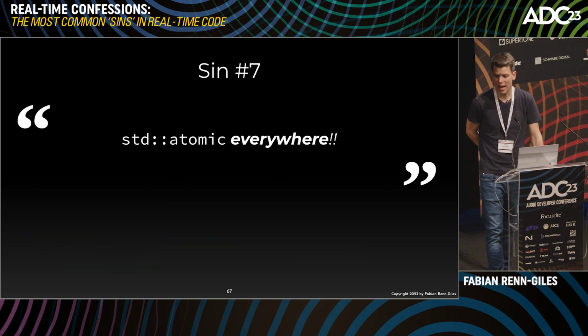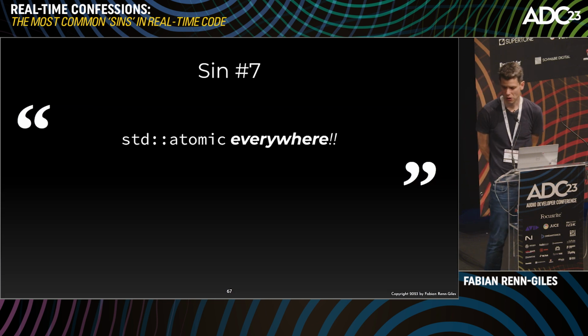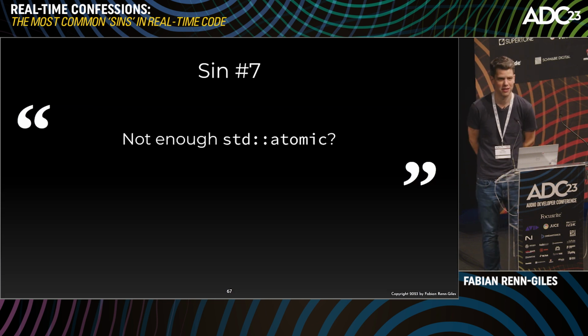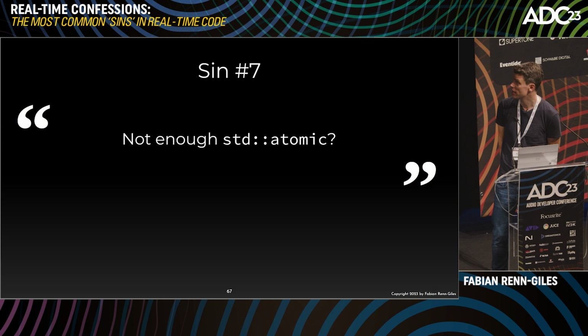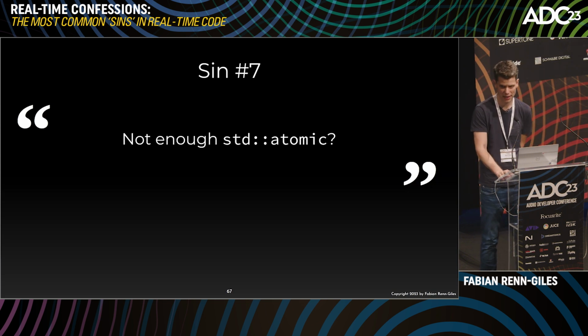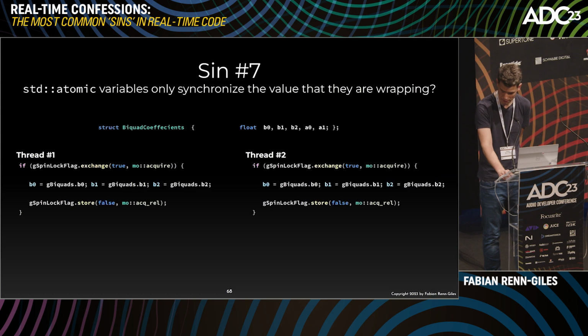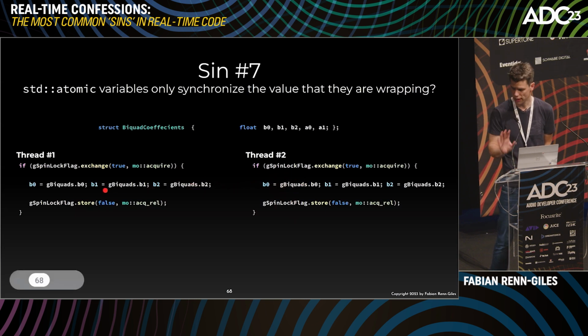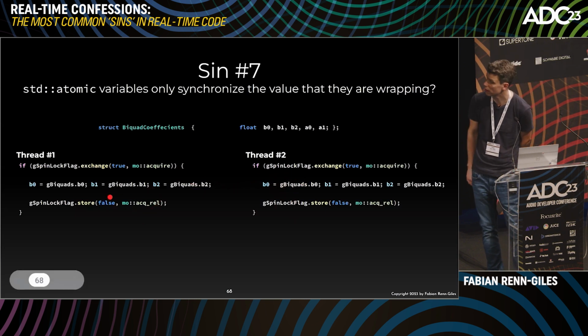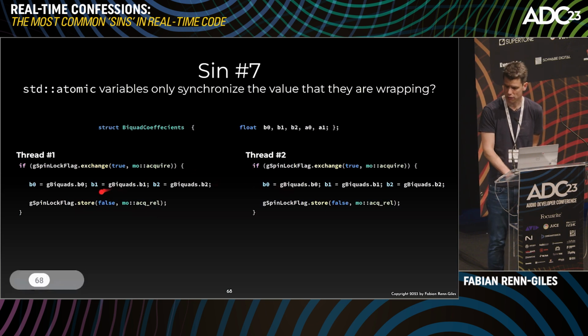So here we come to our last sin, and it's called std atomic everywhere, and sometimes it's also called not enough std atomic. And this is something I've struggled with over the years, and it took me really a long time to understand this part, so that's why I want to share it with you. Here we have some biquads, B0, B1, B2, and we again have a critical section to access these biquads. One thread should be writing, one should be reading. That's a typo on these slides. Just imagine thread 2 is writing and thread 1 is reading.